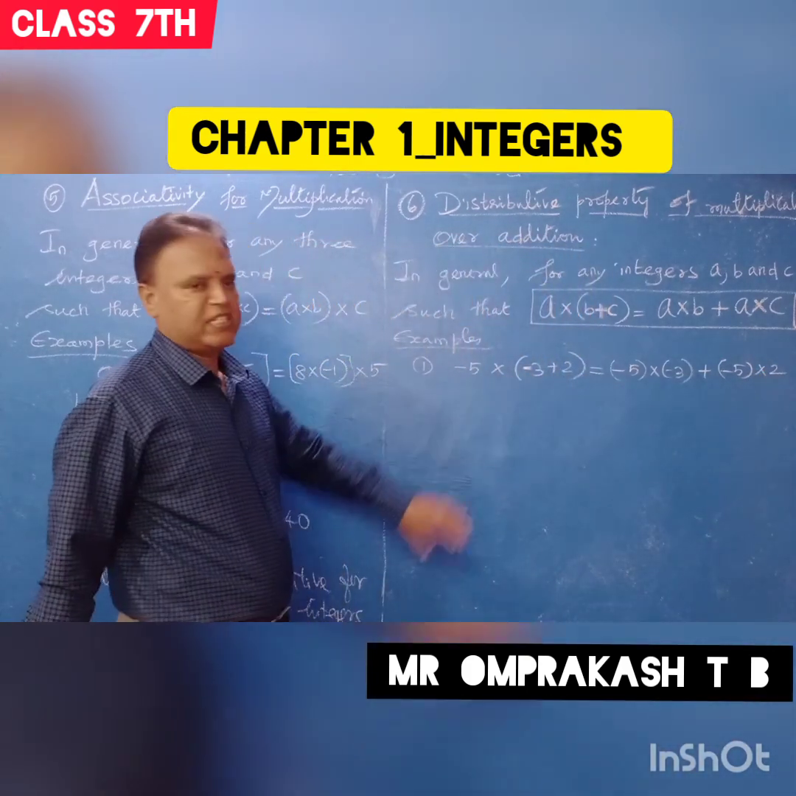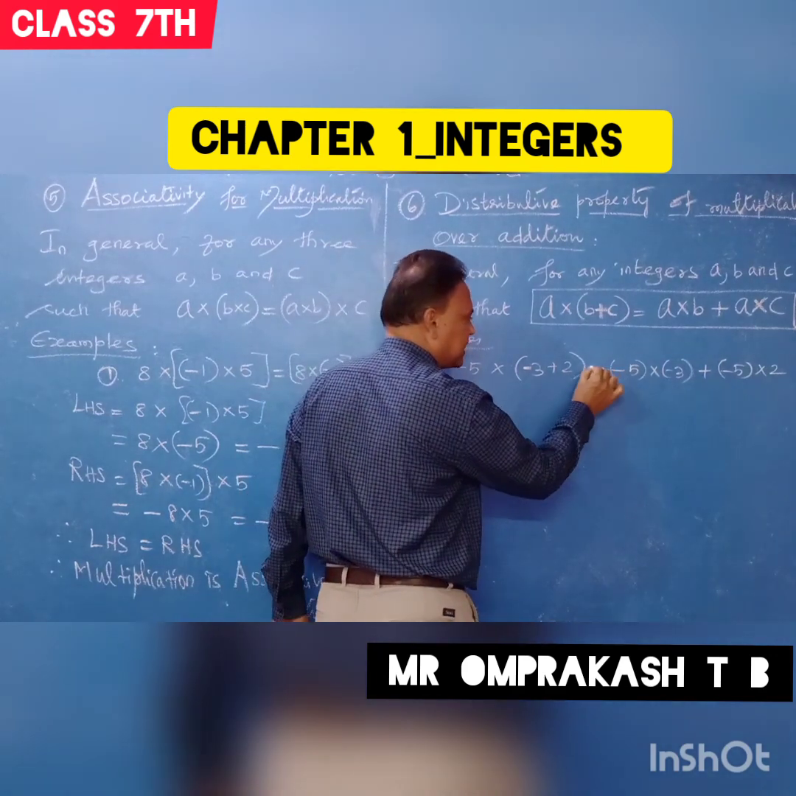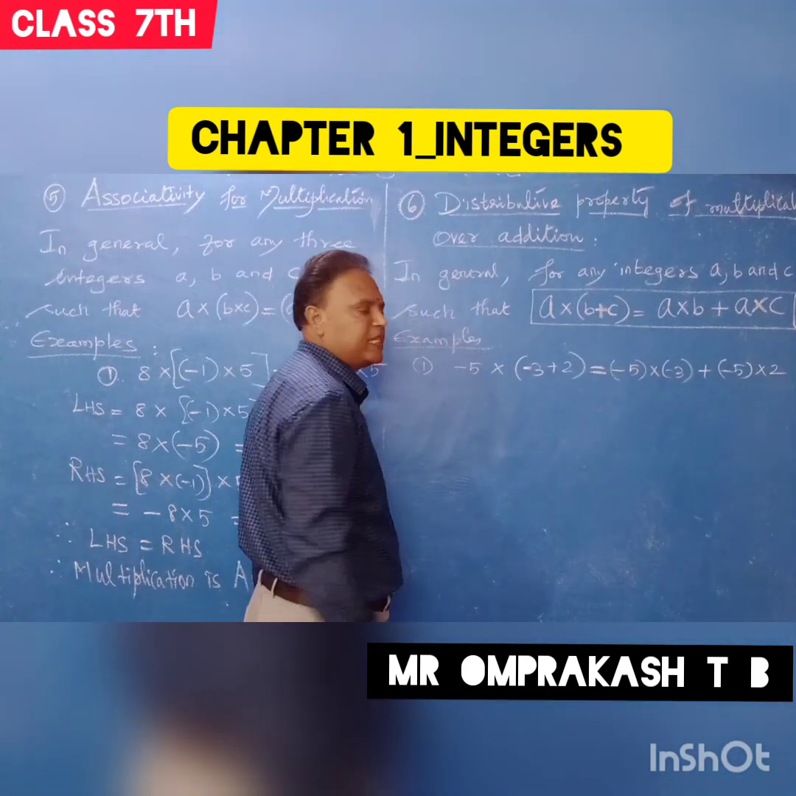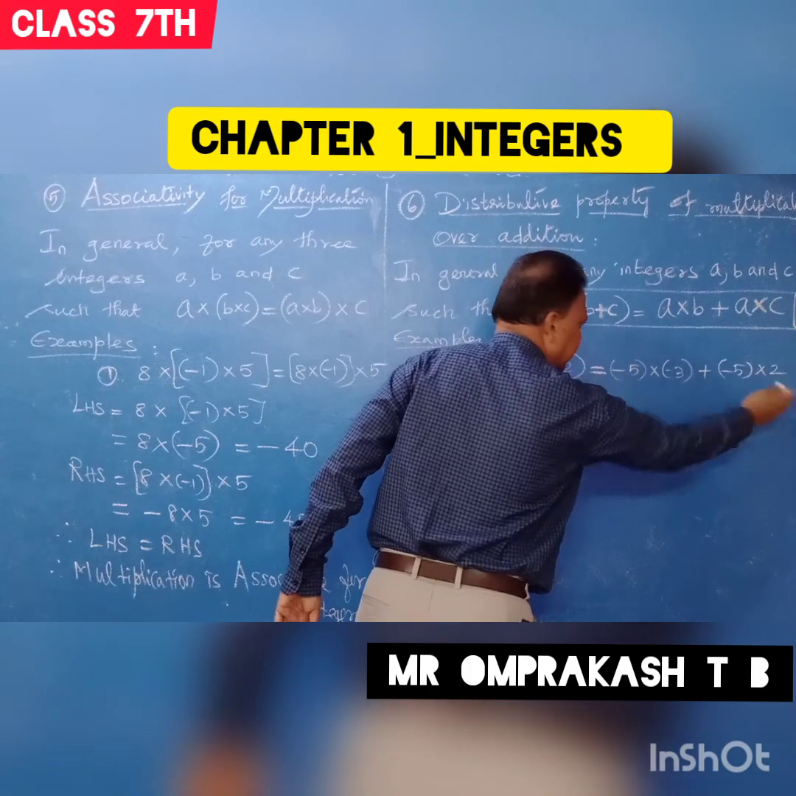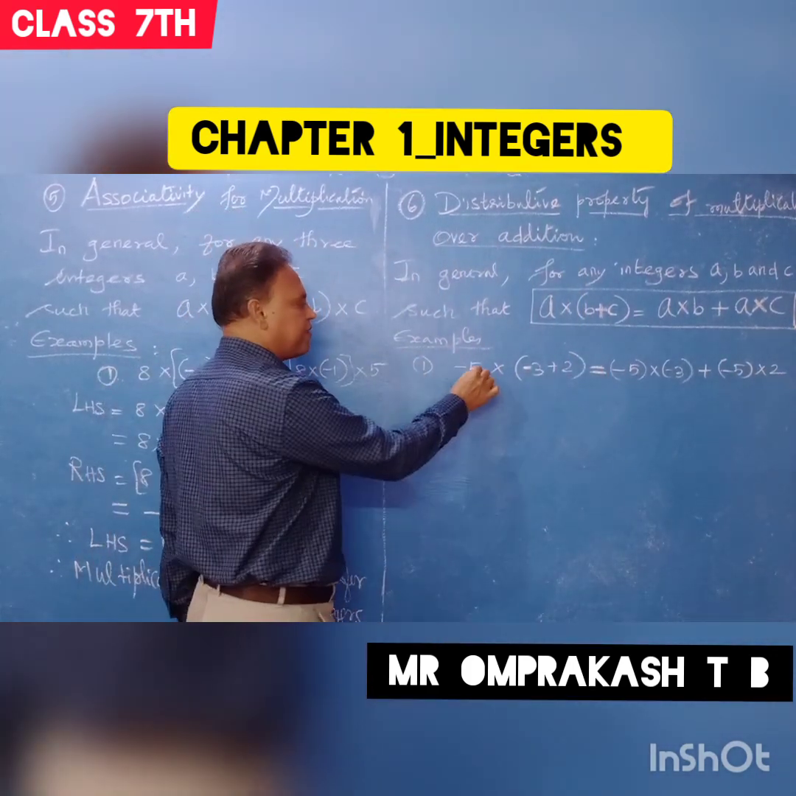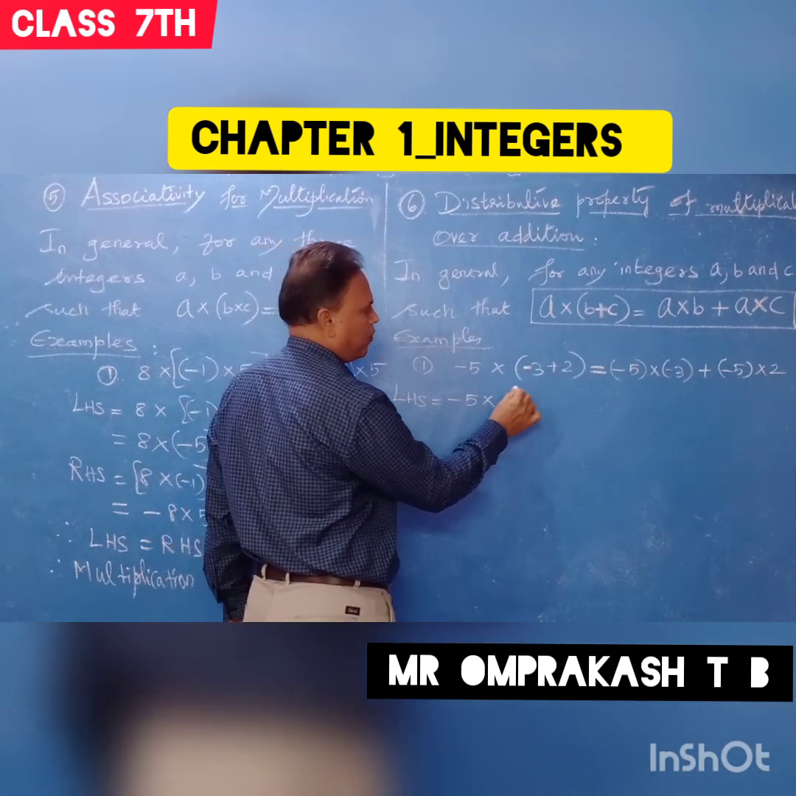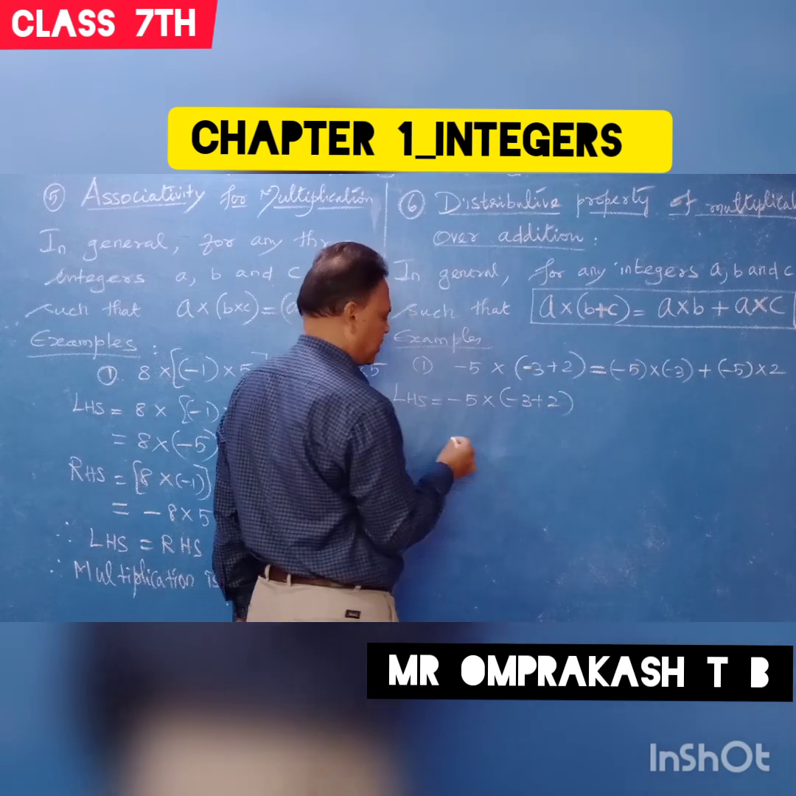So we have to verify this, right? How to verify? First always take the left hand side. Say the equal to symbol is the center. After the equal to symbol is the right hand side, and before the equal to symbol is the left hand side. Okay, the left hand side is minus 5 into (minus 3 plus 2), right?